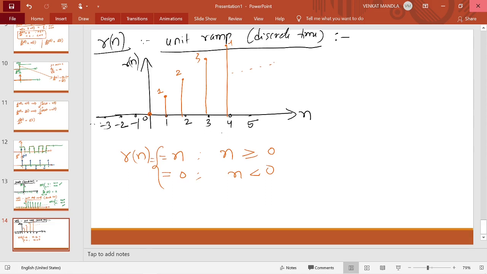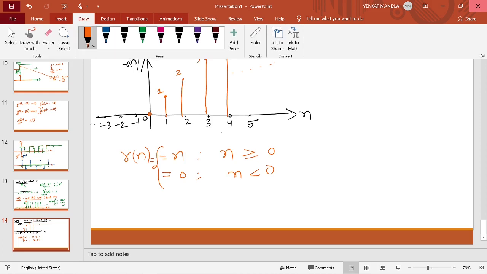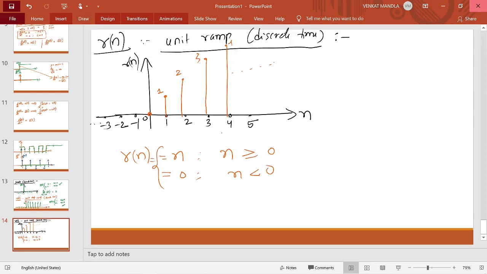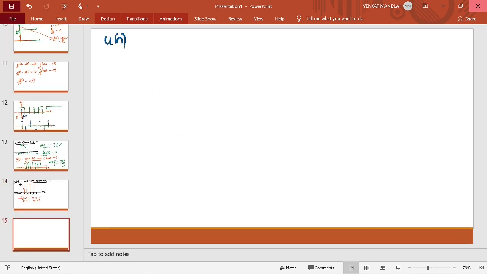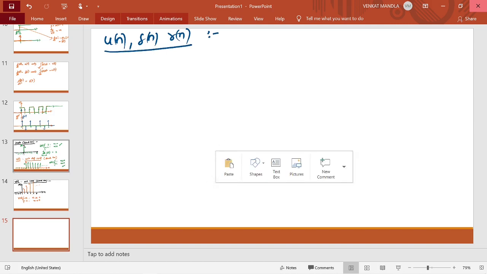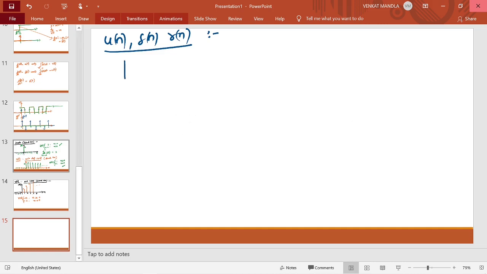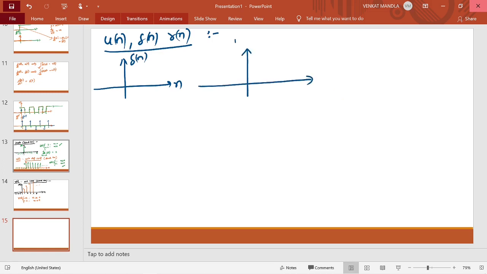And here also I can represent a relation. You can represent a relation between U of n, del of n, and R of n. I can derive a relation. So I will represent them graphically so that you can understand easily. This is n, this is del of n, this is U of n, this is R of n.